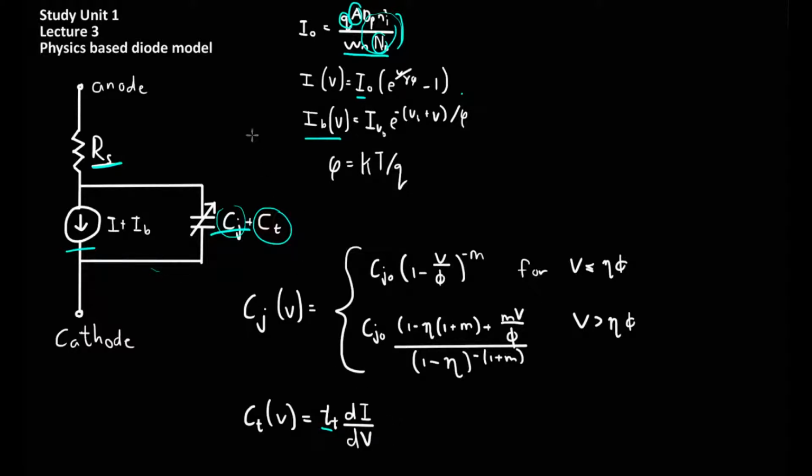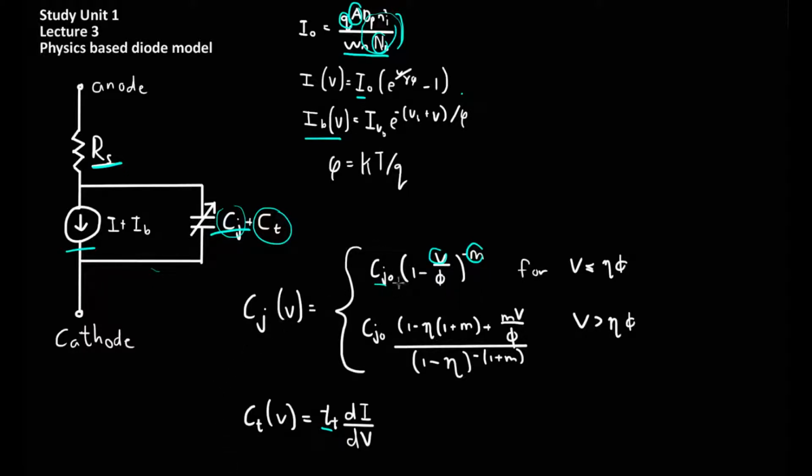Depending on the voltage across the terminals of the diode, the junction capacitance will be expressed in one of two ways. In both cases, the junction capacitance is expressed in terms of the zero junction capacitance, which is the capacitance under zero bias, the voltage, and M, which is a coefficient known as the grading coefficient and is a process parameter determined by the doping of the N and P regions.